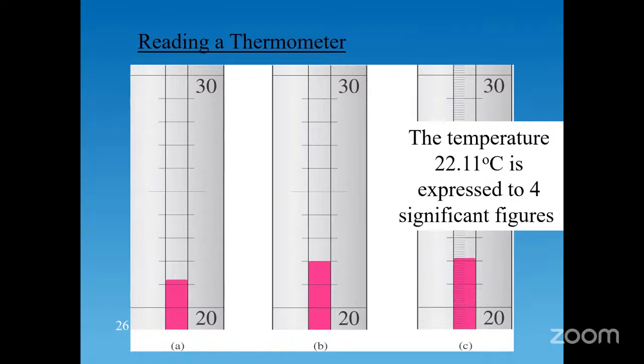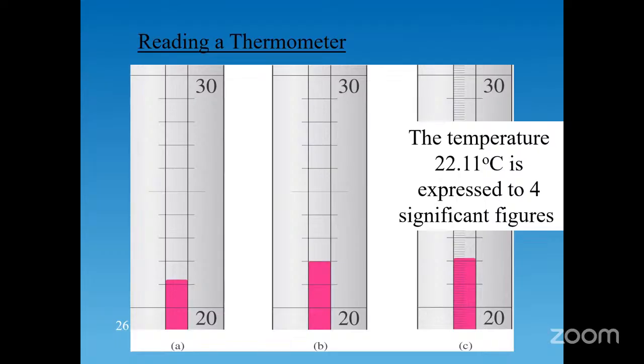So as you can see, a lot is dependent on the type of instrument that you're using, right? Obviously, in this particular case, the thermometer to the extreme right, thermometer C, will give you a more precise measurement compared to the first two, simply because of how the thermometer is graduated, all right? So that's just an example, and you can apply this to other instruments as well.